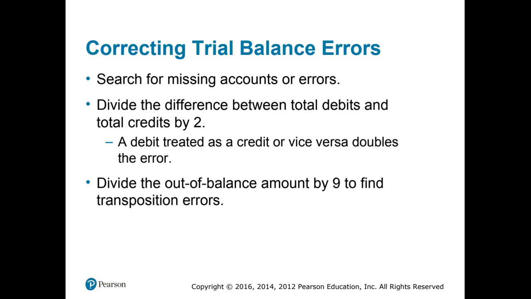If that doesn't work, you can also divide the out of balance amount by 9. Well, this is another way that you can do it. You can divide the out of balance amount by 9 to find transposition errors, like miskeys and typos and stuff like that. So you would say, okay, well, I'm out of balance by $100 and divide that by 9 and see what number that comes up with. And then you can look to see if you see that number anywhere in here.